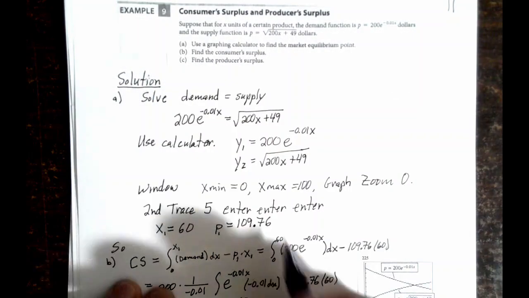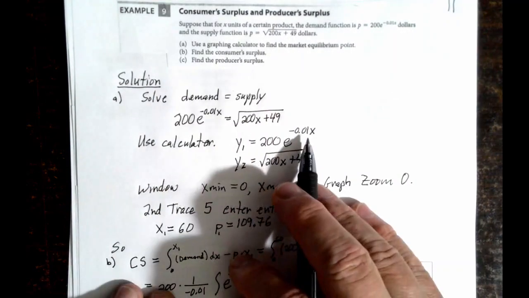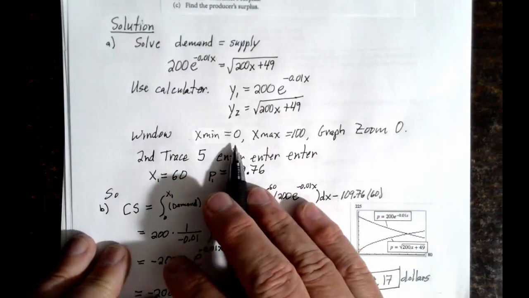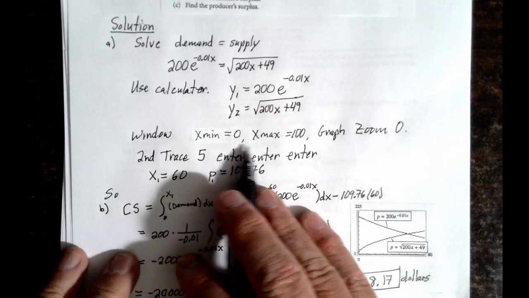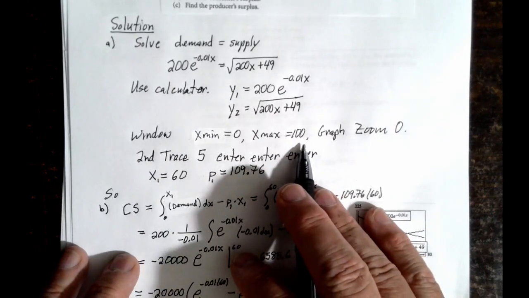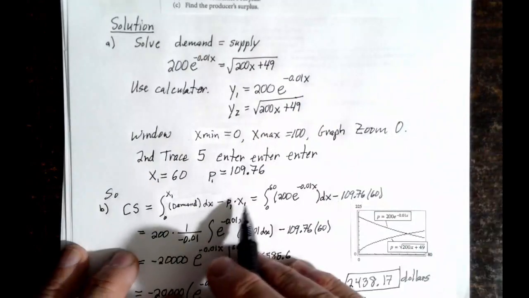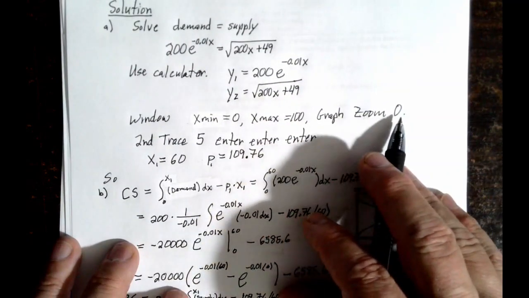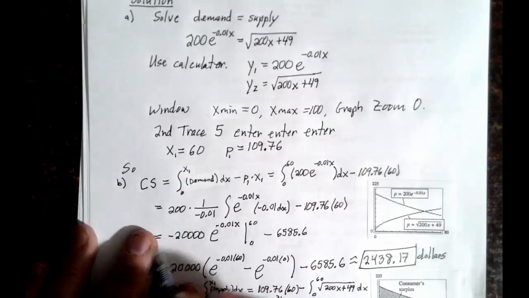Okay, so we're using our calculator, we type in y1 as the first function, y2 is the second. And then we hit window, and we want to change our window to probably something between 0 and 100. It usually is a good guess. X min is 0, X max is 100. You can leave everything else the way it is. Then hit graph. Then hit zoom 0, and you should be able to see a good picture of your graph at that point.